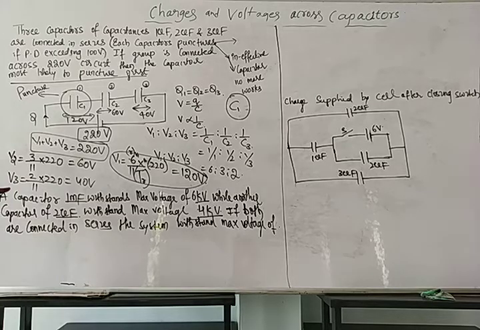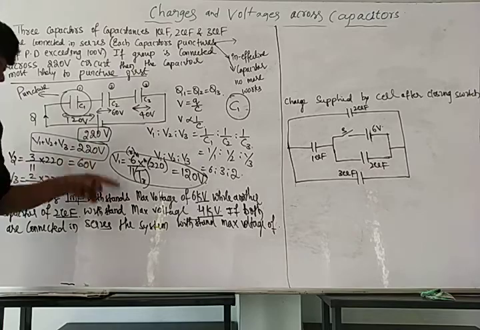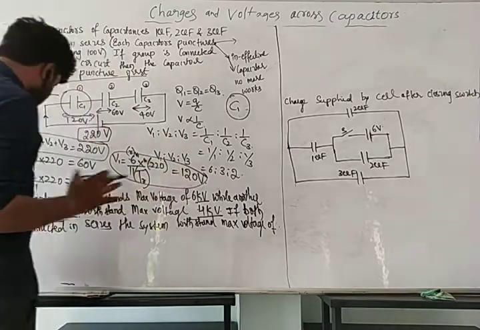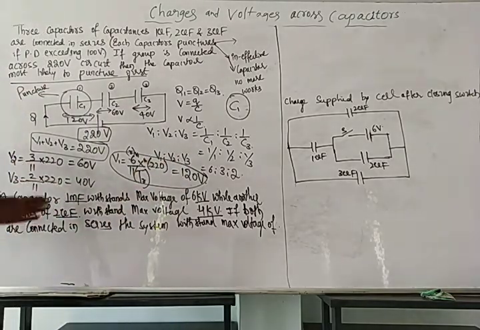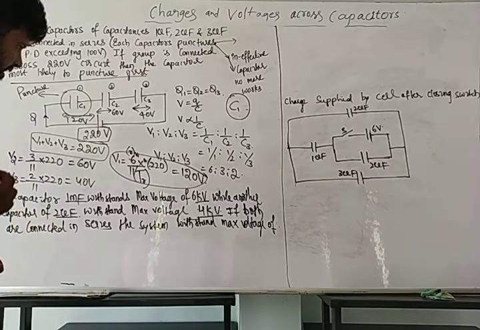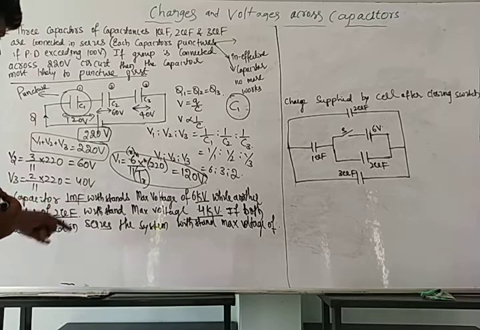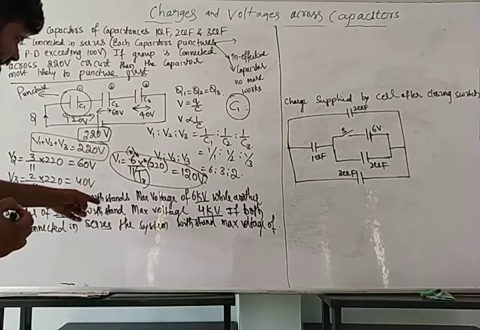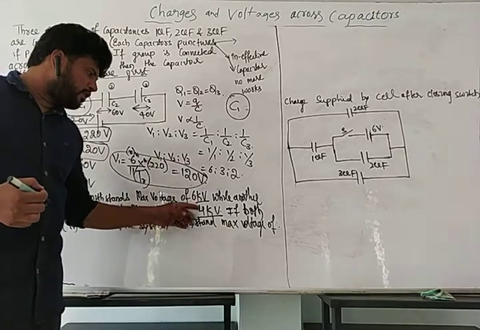There is a capacitor of 1 microfarad capacitance. It can withstand a maximum voltage of 6 kilovolt. See, the conditions are a bit different here compared to regular problems. And he has given another capacitor of 2 microfarad which can withstand a maximum voltage of 4 kilovolts.